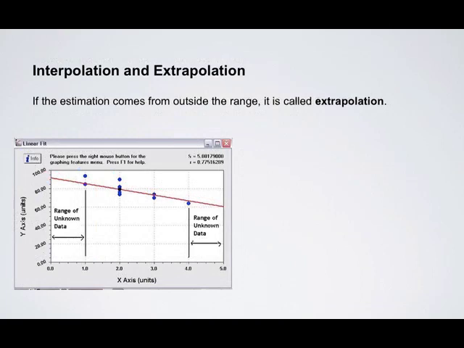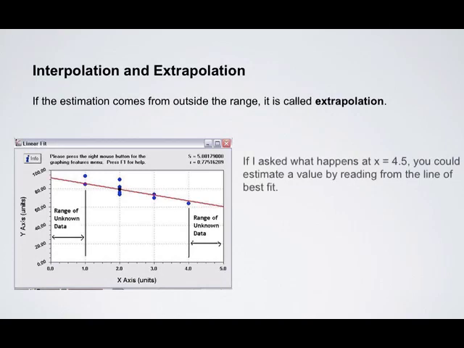If the estimation comes from outside the range, it is called extrapolation. If I ask what happens at x equals 4.5, you could estimate a value by reading from the line of best fit. So we'll draw a line up to the line of best fit, and then where we meet the line of best fit, across to our y-axis. A good estimation would be y equals 63.